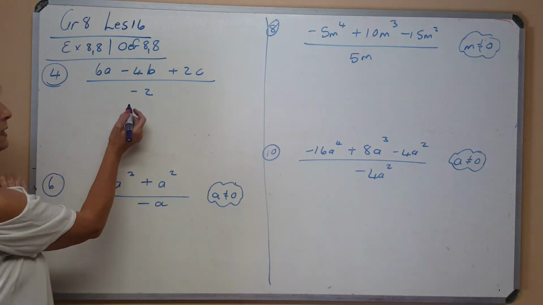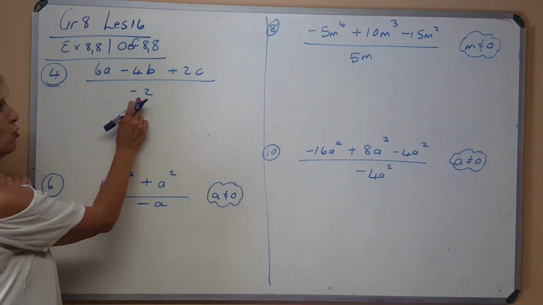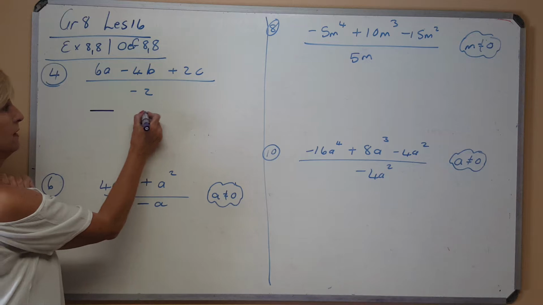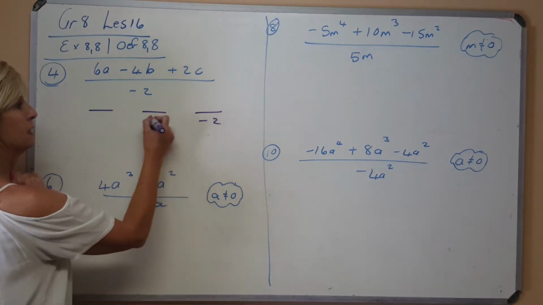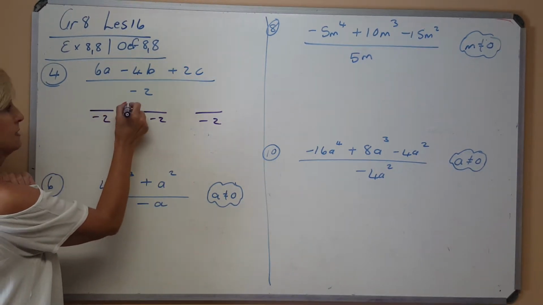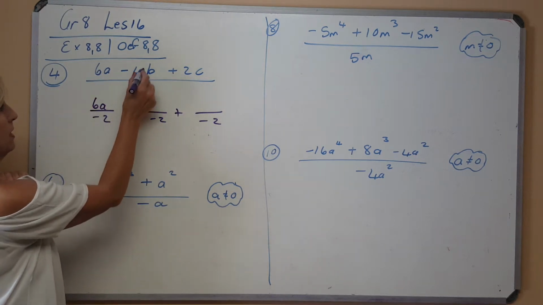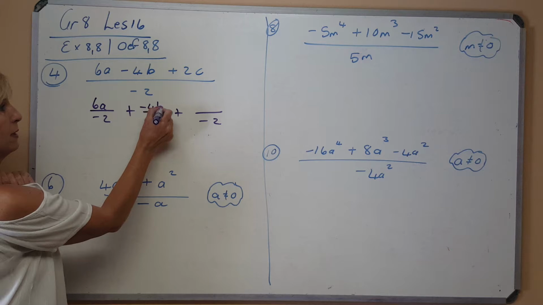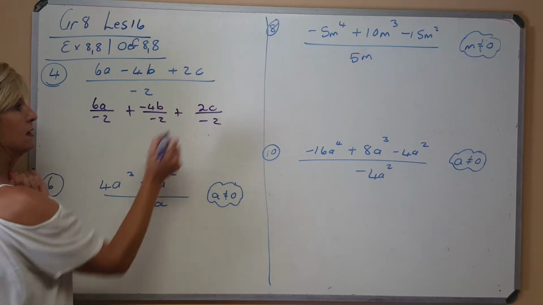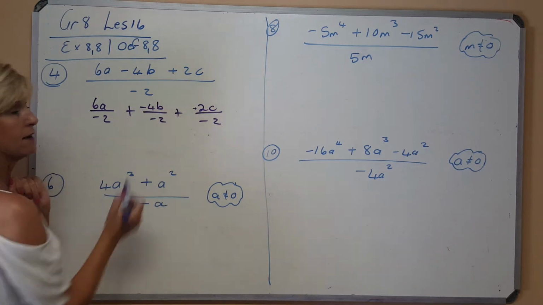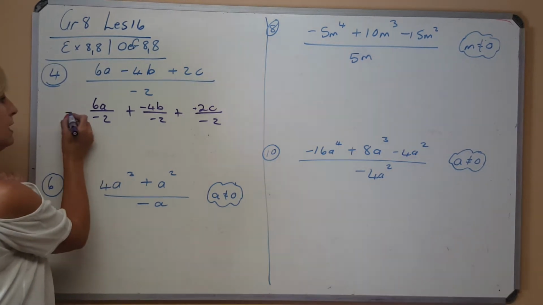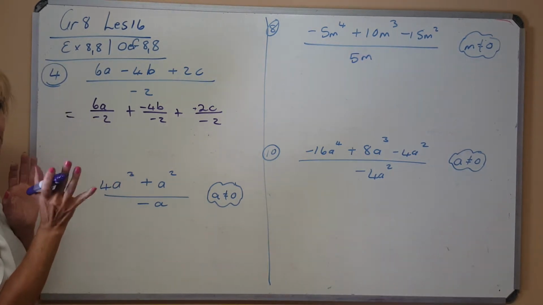Daarom, vir die deling het ek vir jou geleer, split dit alles op, dat elke een van hierdie 3 almal op minus 2 gaan staan. Skryf die plusse tussenin, en dan skryf jy daar 6a, daar 'n minus 4b, en daar 'n plus 2c. Jy kan die plus ook maar daar skryf as jy wil. So, if you can get that right, then you've got the sum done.